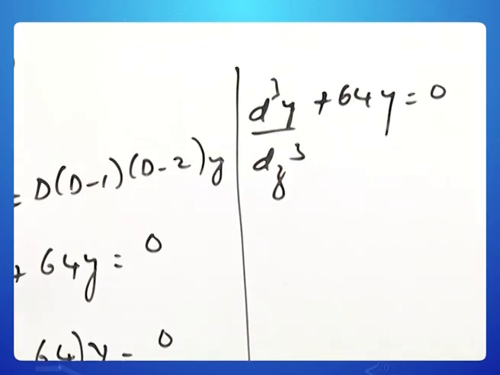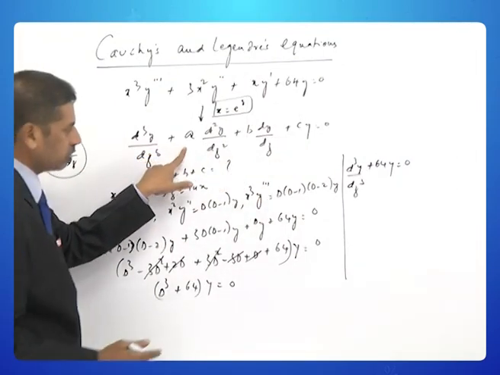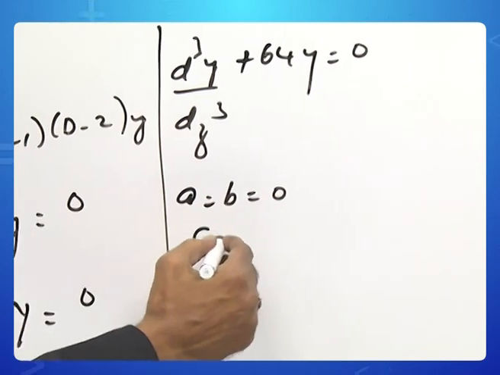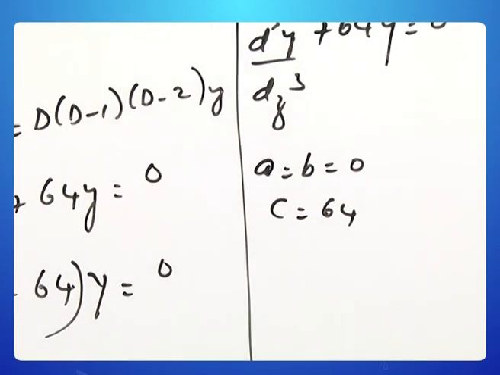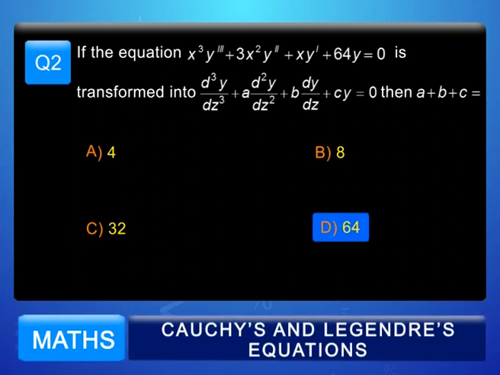Now, you compare this equation with the given transformed equation and you will get a is equal to b is equal to 0 and c is equal to 64. So, the required a plus b plus c will be 64, corresponding to option D of the problem.